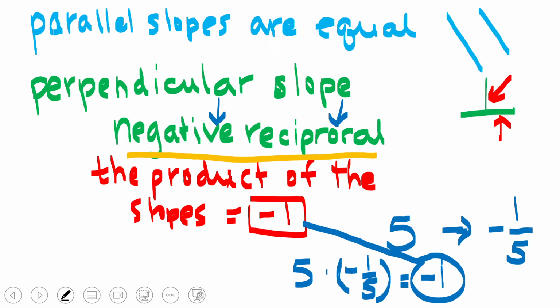So the negative reciprocal: if you find the two slopes of perpendicular lines and multiply those slopes together, the product will be negative 1. Think that through, it makes sense. That's just how we get there numerically.